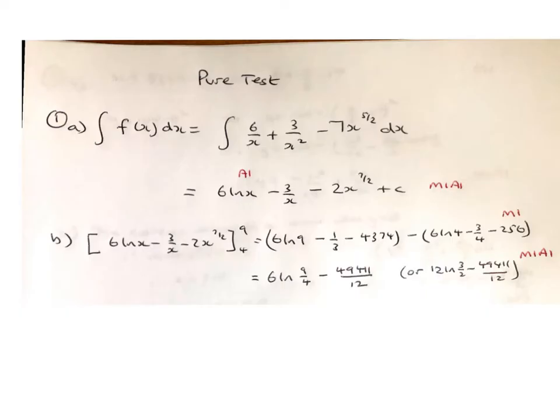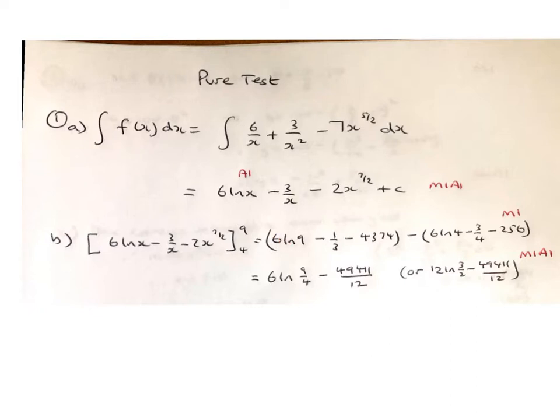Here's question 1. We have to integrate these three terms. 6 over x is 6 ln x, 3 over x squared goes to minus 3 over x, and this goes to 2x to the 7 halves. In part B, we've got to put in 9 and 4 into this expression. We can ignore c because it's now a definite integral.